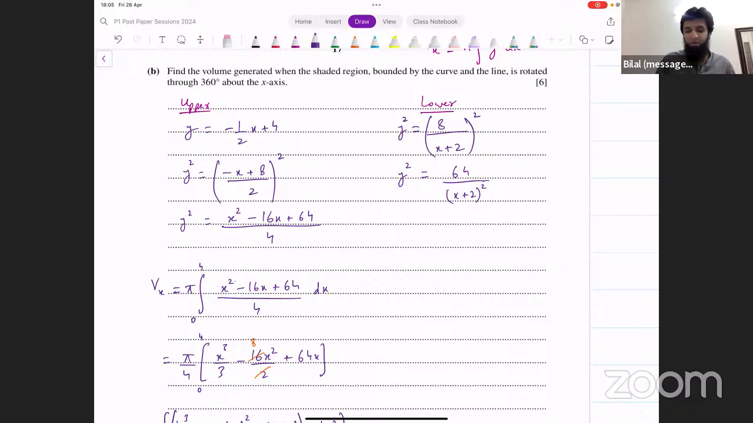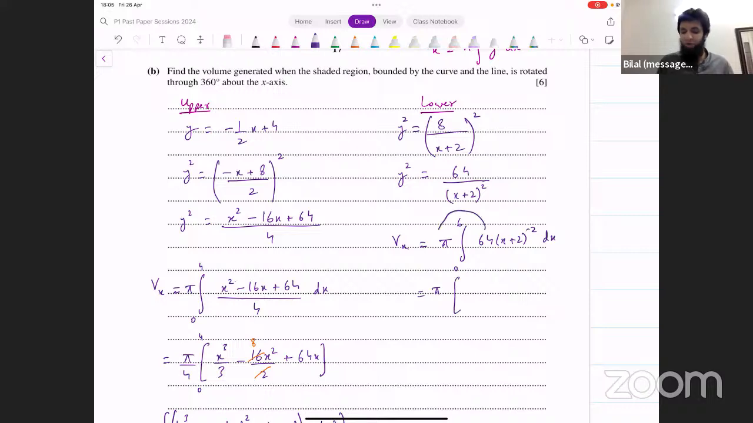Now do the same thing for the other function. Let's integrate this as well and find the volume of revolution from this. What does this function look like? Integration of 64 into x plus 2 whole power minus 2 with respect to x. Limits are from 0 to 6. Now pi outside remains as it is.